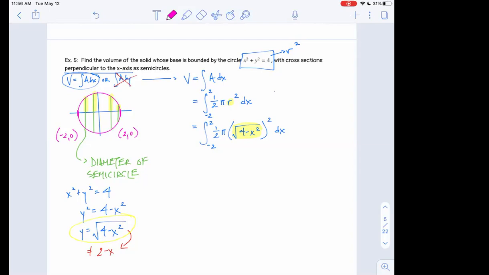All right, is there anybody who still needs this photo up on the screen? I have a quick question about this problem. For sure, what's up? Would you pull out the 1/2 and the pi to the other side? Yeah, I would. Okay, got it, thank you.